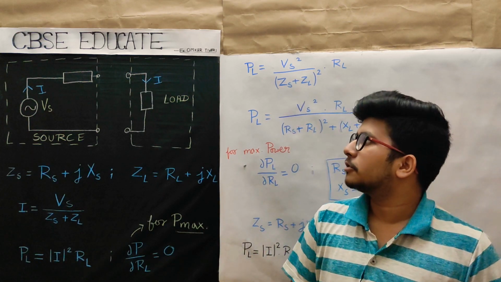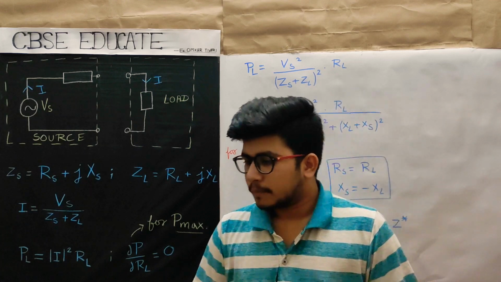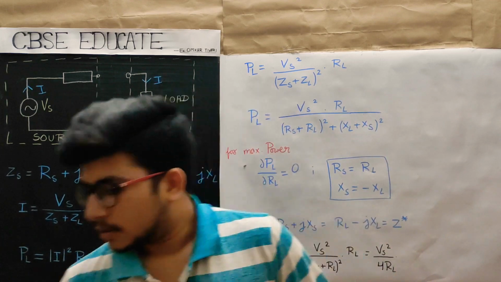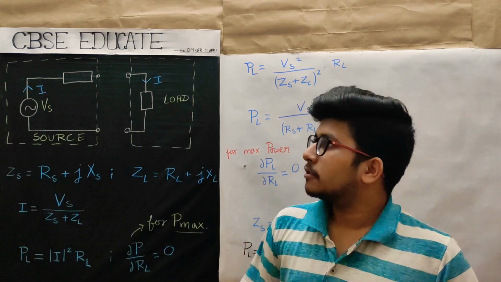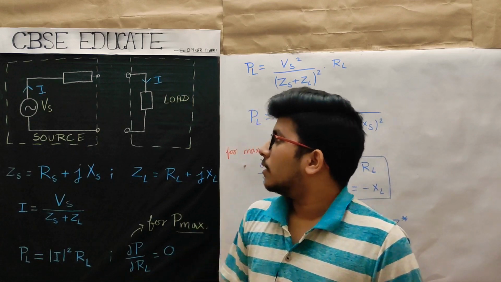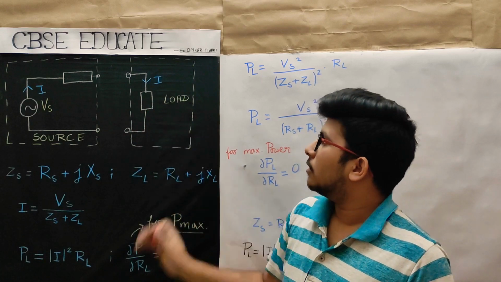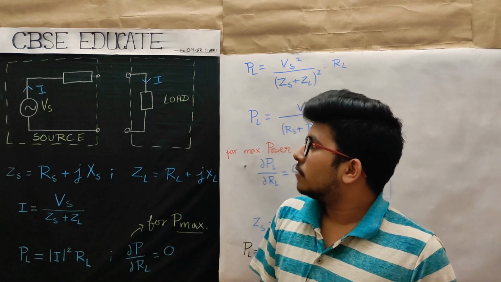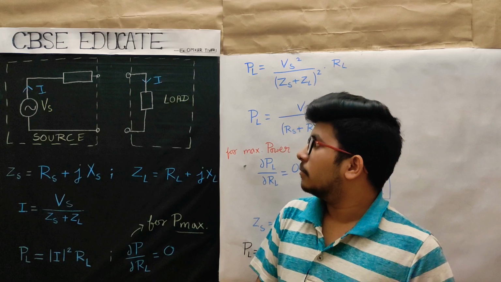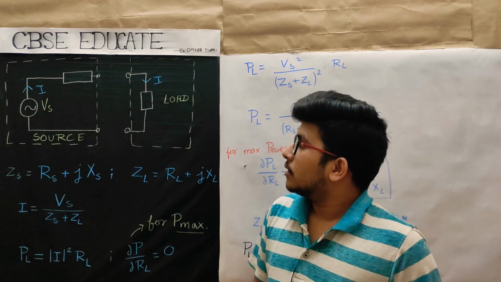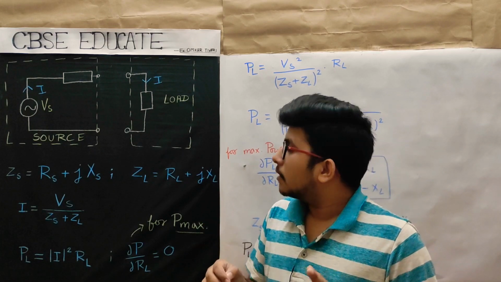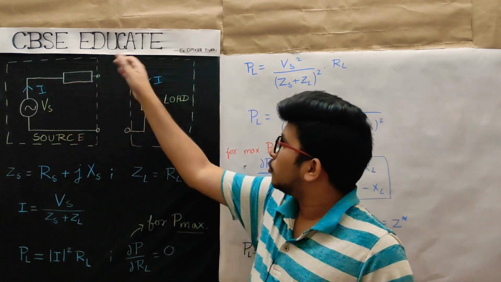We are discussing the maximum power transfer theorem. The maximum power transfer theorem says that, suppose there is any source circuit and here is any load circuit. What you have to do in the maximum power transfer theorem is transfer the maximum amount of power from the source side to the load side.